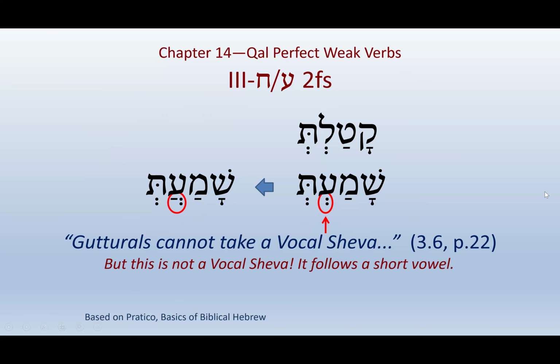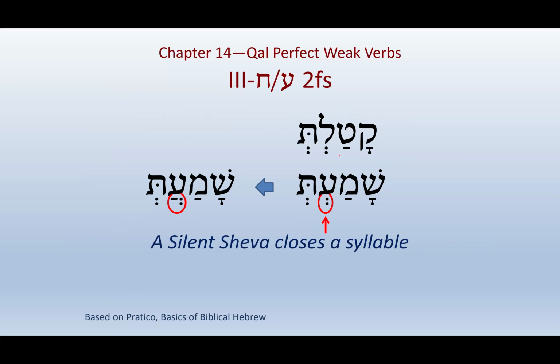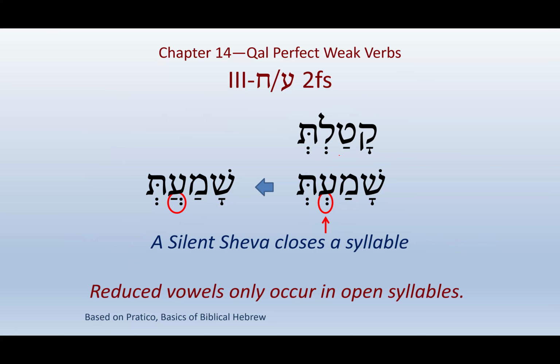But it follows a short vowel. The patak is a short A vowel. It closes this syllable, so this is an open syllable. The second syllable is a closed syllable because that schwa closes it. So the silent schwa follows a short vowel and closes a syllable. Reduced vowels only occur in open syllables. This should be a closed syllable, and in a sense this reduced vowel would close it anyway. But you can't have this following a short vowel. That doesn't work.